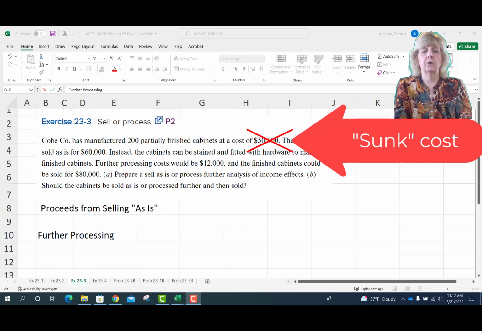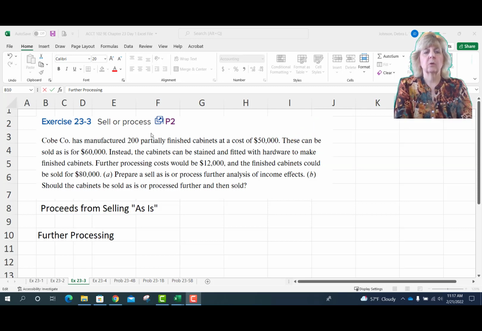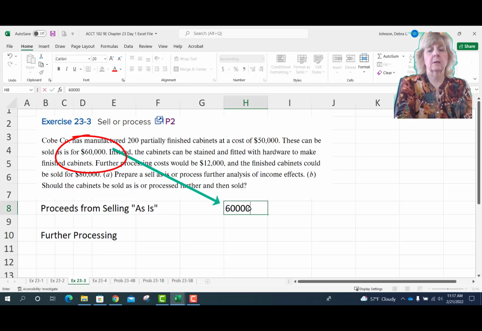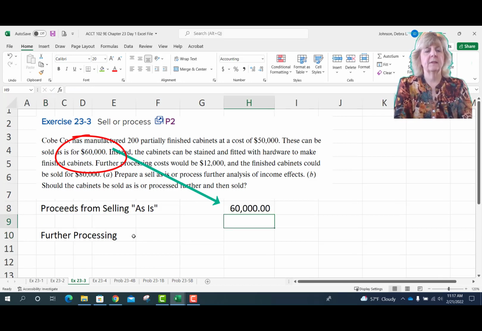There's nothing you can do to change that cost, and it has nothing to do with the two options of whether to sell as is or process further. So X out those sunk costs. These can be sold as is for $60,000. Okay, that's one of the choices. If you sell them as is, you're going to bring in revenue of $60,000.